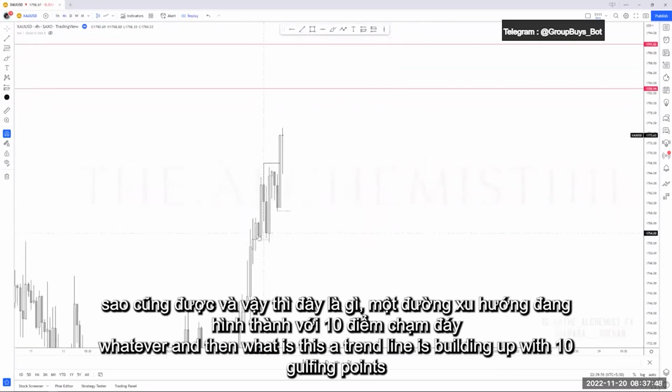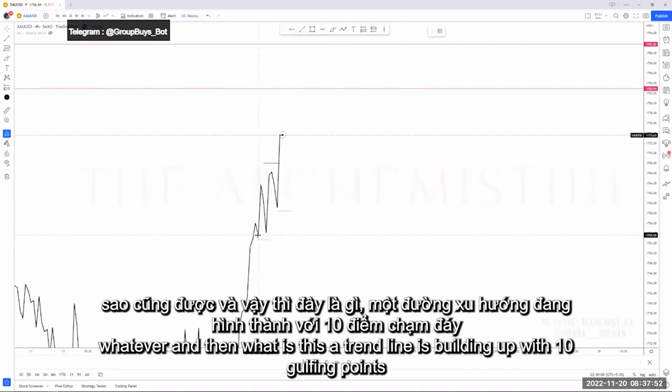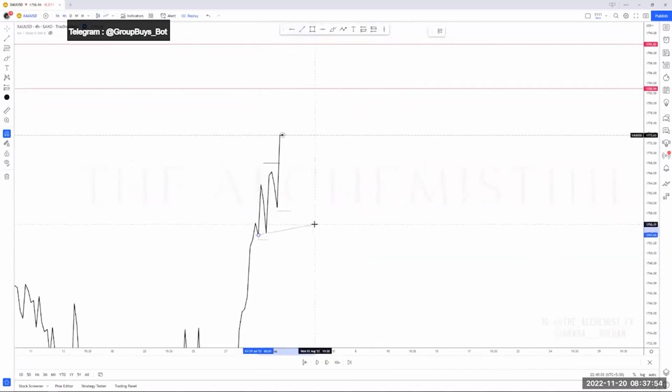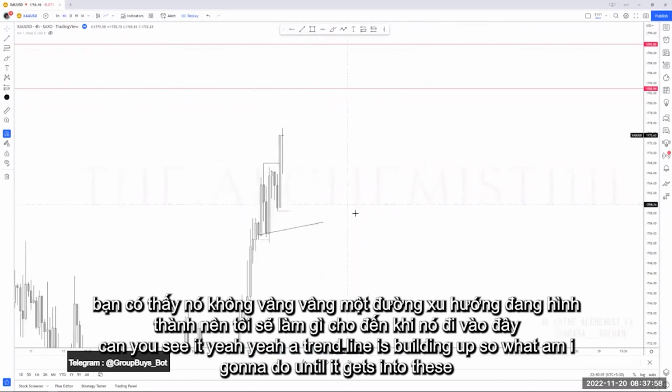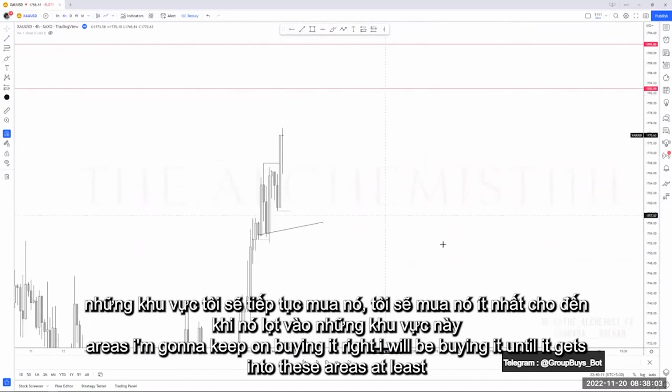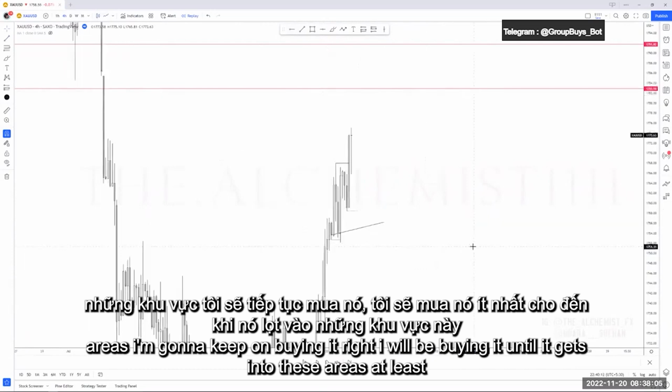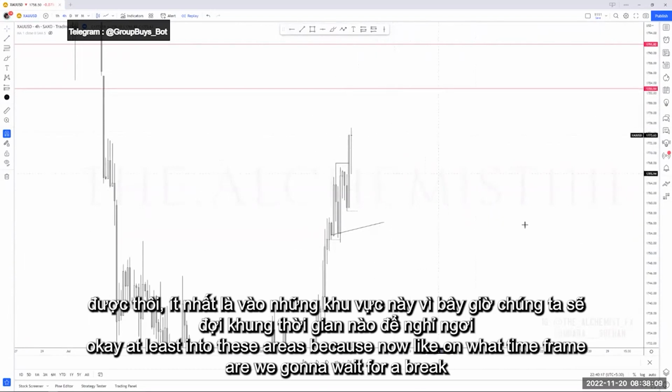And then what is this? A trend line is building up with engulfing points. Can you see it? Yeah, a trend line is building up. So what am I going to do? Until it gets into these areas, I'm going to keep on buying it, right? I will be buying it until it gets into these areas at least.